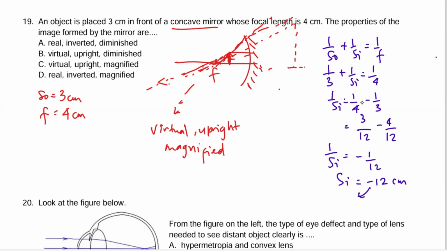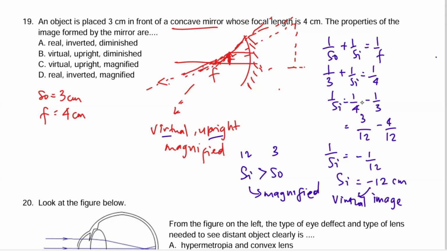When SI is negative, it means a virtual image. And usually if we have a virtual image, it's always upright. So virtual and upright. And how do we know it's magnified? You know that SI is bigger than SO, because SI is 12 and SO is 3, right? So when SI is bigger than SO, the image is magnified.